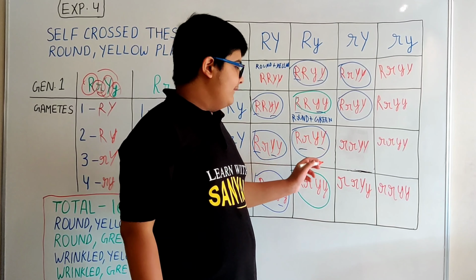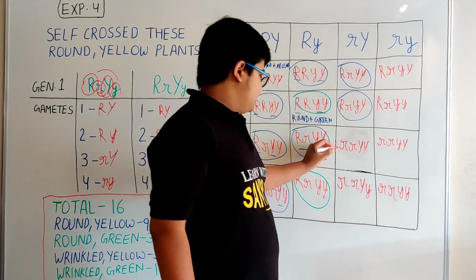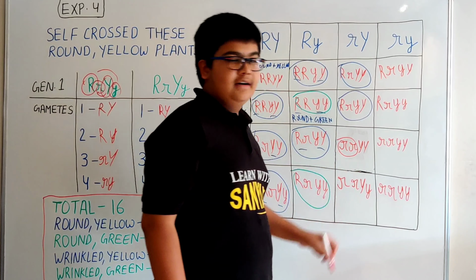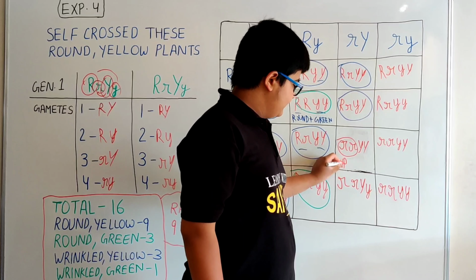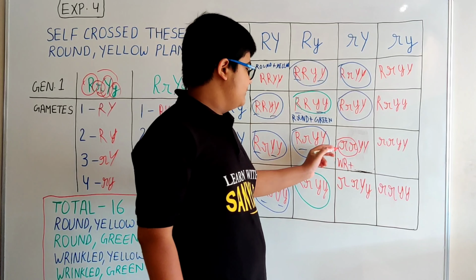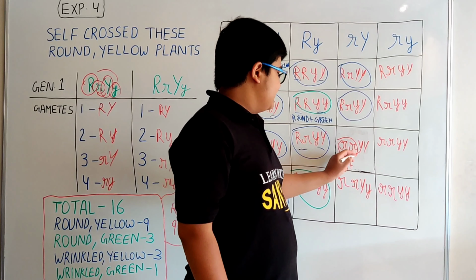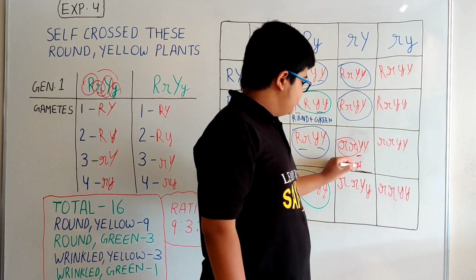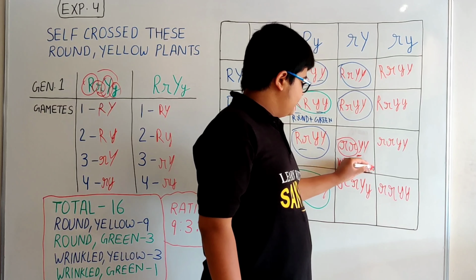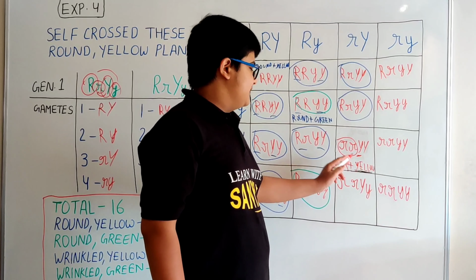Now here we have another exception. As this has no capital R, this will follow a wrinkled seed, as wrinkled seed stands for small r. But as it has one copy of capital Y, it will have a yellow seed. So basically it will have a wrinkled plus yellow seed.